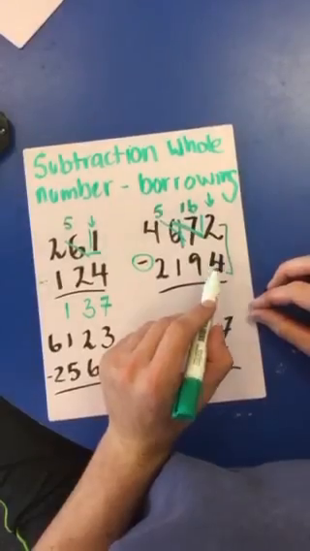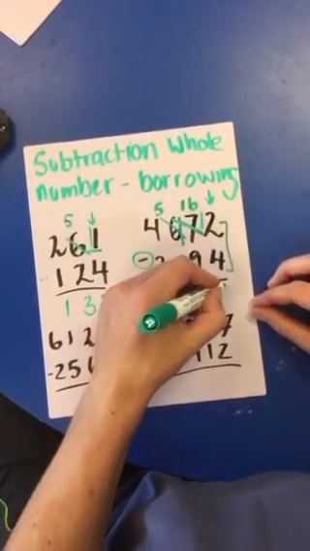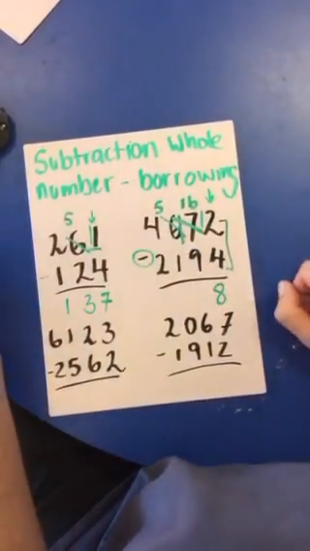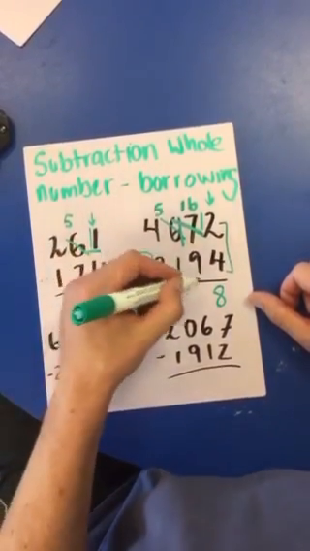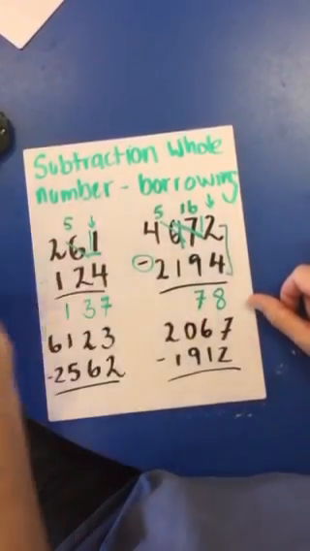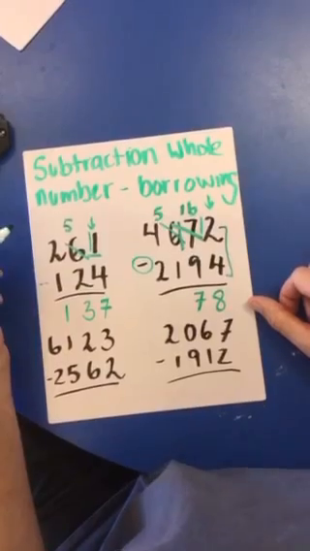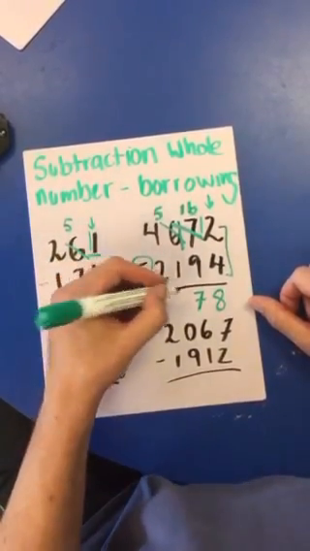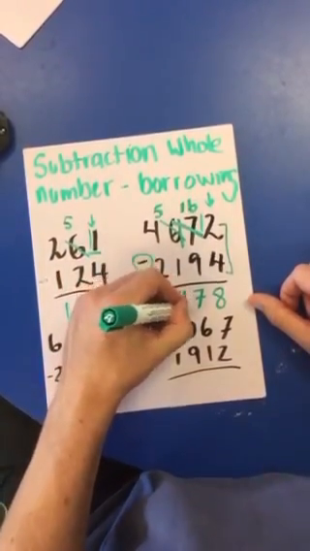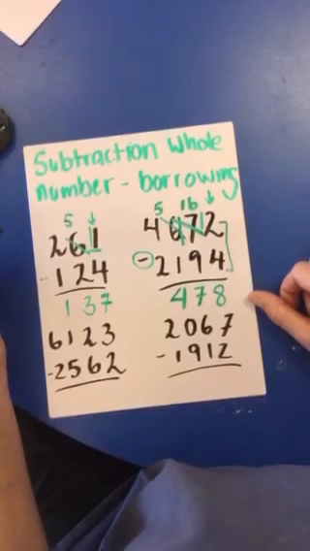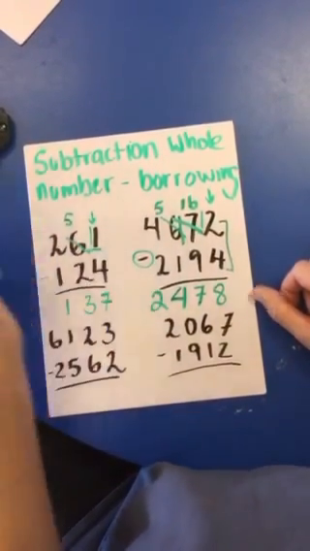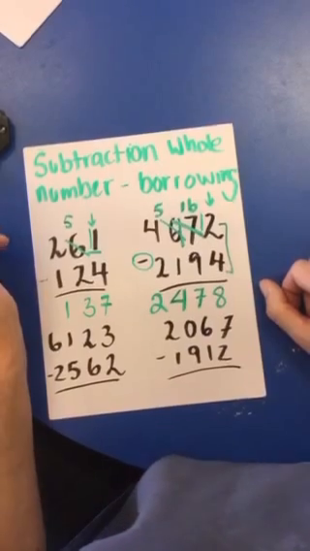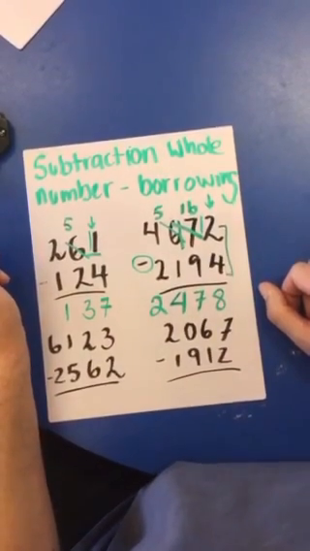12, take away 4, equals 8. 16, subtract 9, equals 7. 5, subtract 1, equals 4. And 4, subtract 2, equals 2. 2,478.